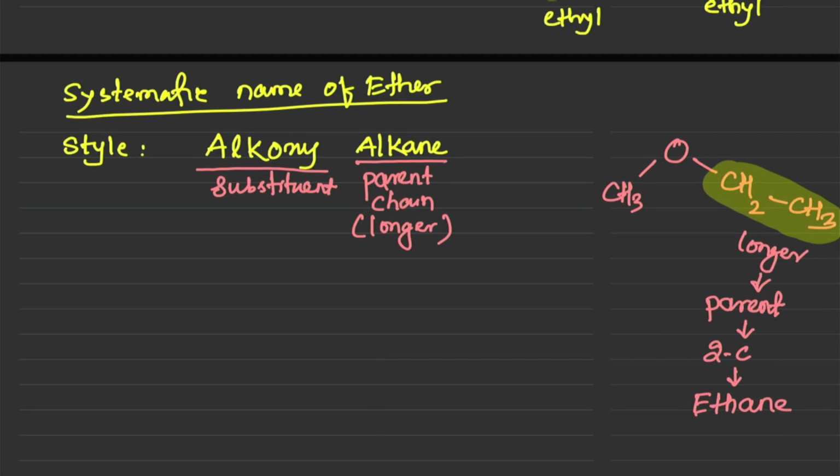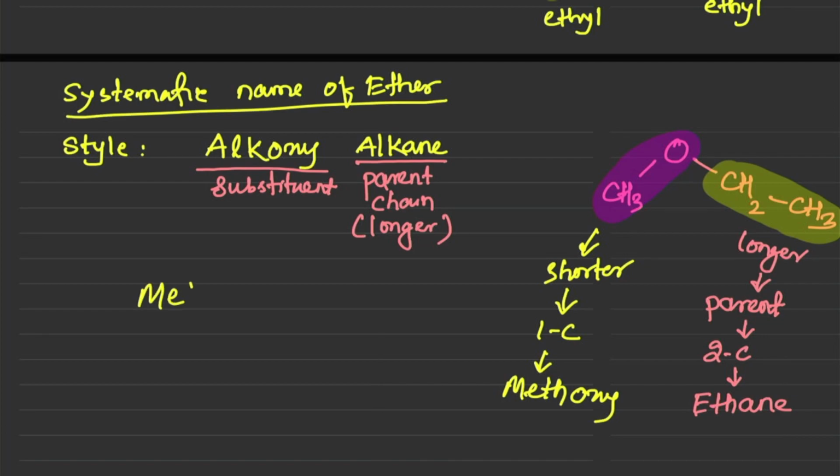And on this side, this is your shorter portion, right? So shorter is gonna be alkoxy, and this portion has how many carbon atoms? One carbon atom. And one carbon atom means meth, and then meth is followed by oxy, methoxy. So the way you write the name is gonna be methoxyethane.